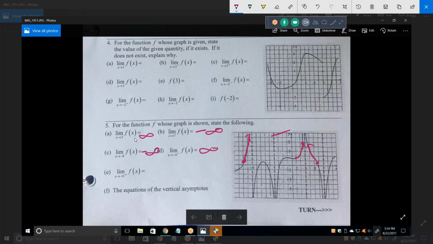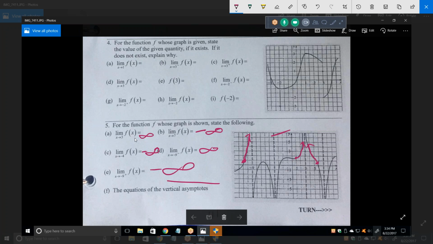This concept of hopping on board the function, I might be the only one that describes it like that, but it's very helpful. So the very last one, what's the limit of that function as I approach -9 from the right? Negative infinity. Okay.